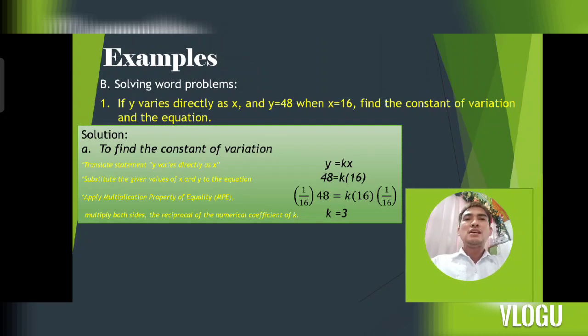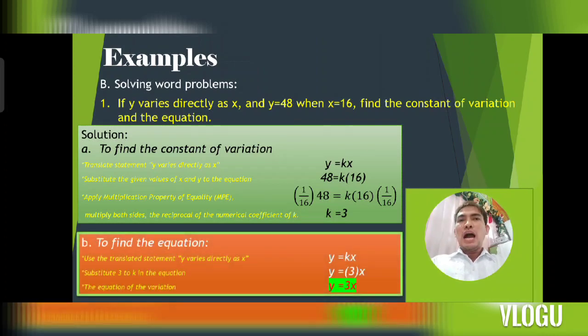In that case, multiply both sides by the reciprocal of the numerical coefficient of K. And that gives you K, therefore, is equal to 3. So that is our constant of the variation. So let's proceed to how to find the equation.